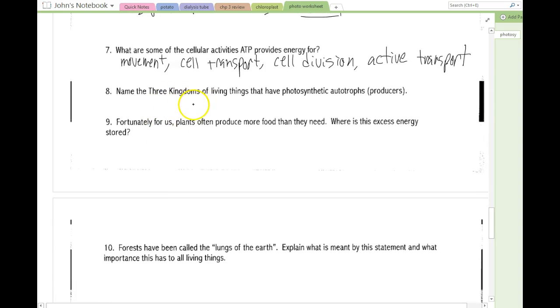Name 3 kingdoms of living things that have photosynthetic autotrophs. One kingdom is bacteria. They are called the kingdom of Monera. So there are some photosynthetic bacteria. Algae falls under the kingdom of Protista, or protists. Remember those paramecium that we looked at under the microscope? Those fall under the kingdom of single-celled eukaryotic organisms. There are some that are photosynthetic. And then what's our favorite one? Plants, right?